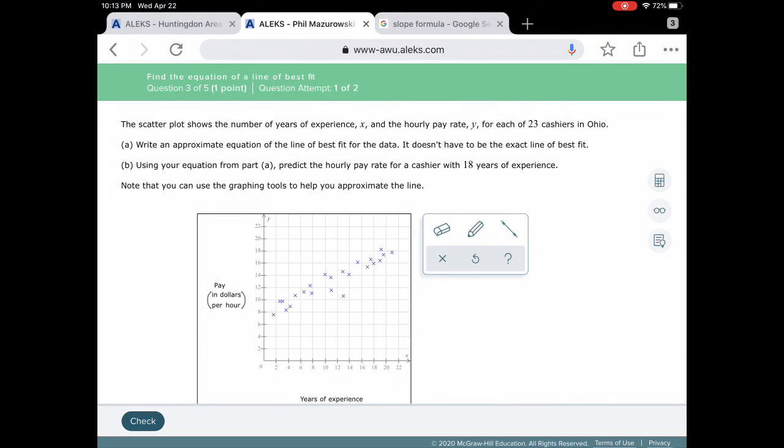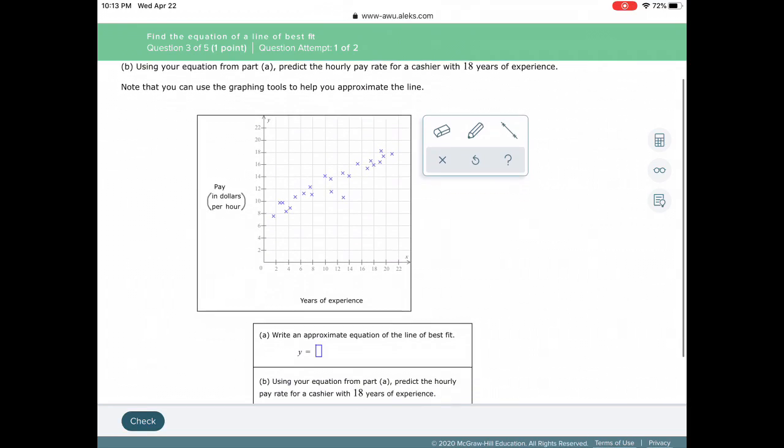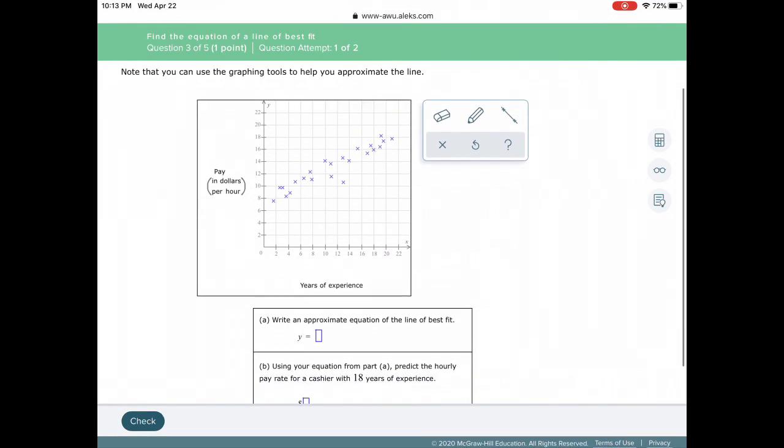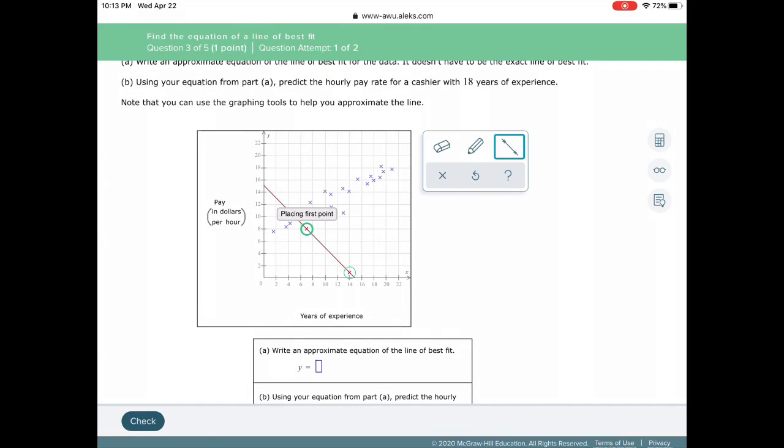Here's our next question. A scatter plot shows the number of years experience x and the hourly pay rate for 23 cashiers in Ohio. And as you can expect, the more you work, the higher your pay rate goes. Now here's another neat little trick. This one's asking to make a prediction for 18 years experience. So what we could do to make our lives really easy is put that first point on 18 years. And then we can put our second point where we think the y-intercept should be. And that looks like a pretty decent line of best fit here.